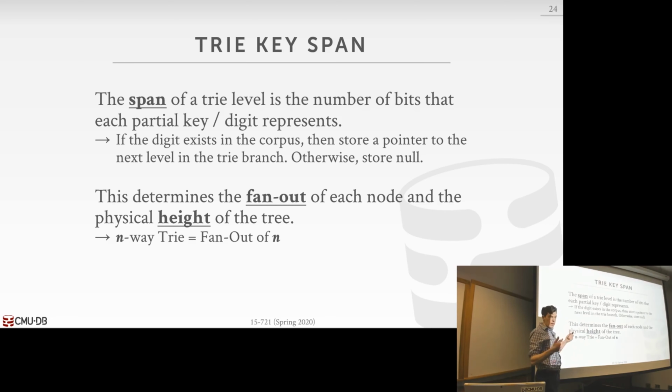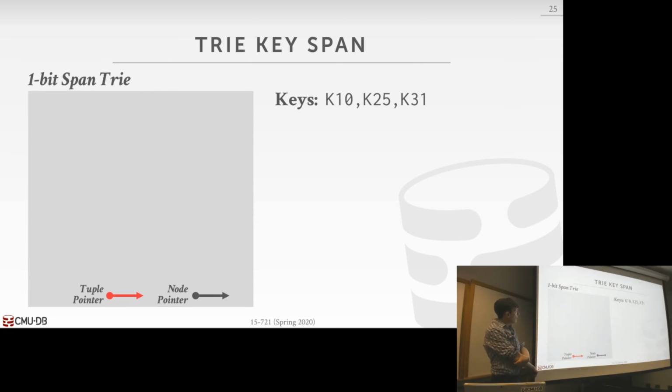Otherwise, you store null. You need a way to represent that. So now the span is going to represent the fan out, which also represents the physical height of the tree. So an n-way trie would say we have a fan out of n. So let's look at an actual example of how you could represent a real trie in memory.